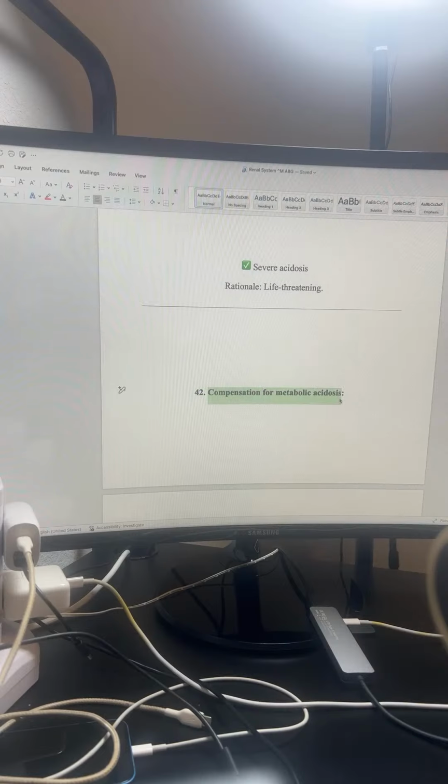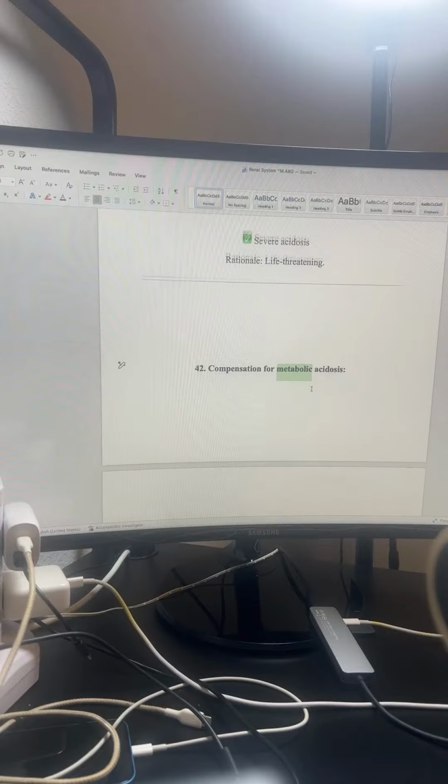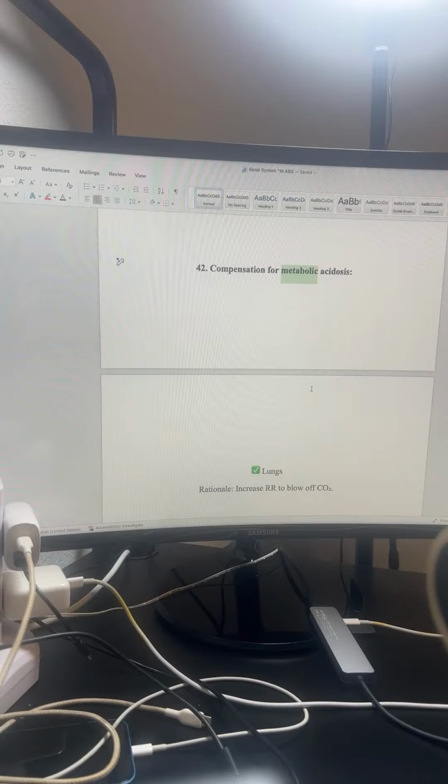Patient compensation for metabolic acidosis, what is that? Respiratory acidosis. So always look at the system that is affected, and then from there, you'll be able to tell what is compensating, because it's either the lungs or the kidney. One is affected, the other is compensating. So the lungs are compensating here. So you have increased respiratory rate, so they're blowing off CO2 here.